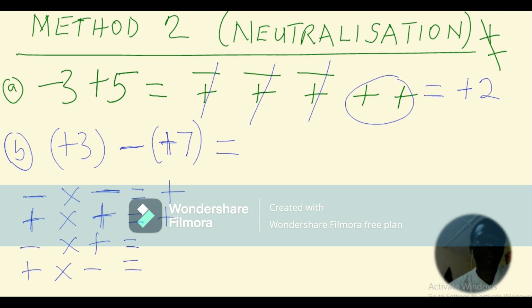Now we have negative and positive multiplying each other. They are different. The answer is going to be a negative. Also, we have positive multiplying a negative. They are both different signs, and the answer is going to be a negative.